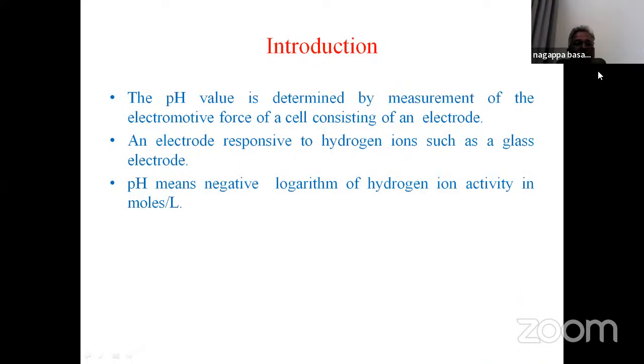pH value is determined by measurement of the electromotive force of a cell consisting of an electrode. pH means negative logarithm of hydrogen ion concentration. It is a little bit of theory. It is going to give a 0 to 14 scale. We have to measure it by using a pH meter.